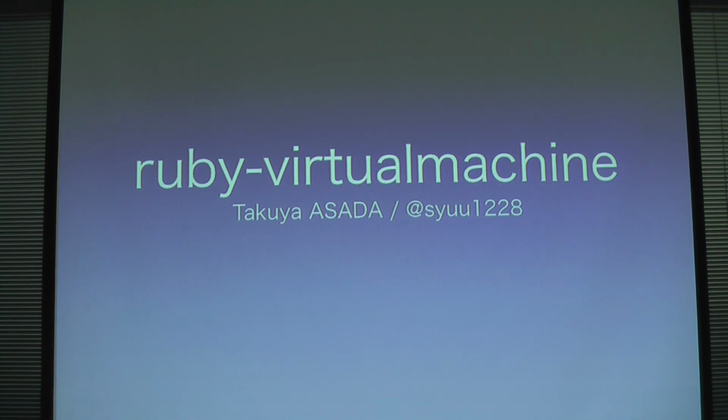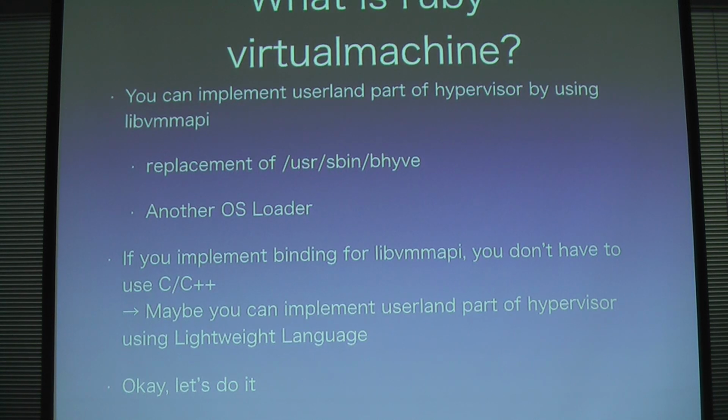Talk a little bit more. And this is my hobby project, ruby-virtualmachine. On bhyve, you can implement the user-land part of the bhyve hypervisor using the ruby-virtualmachine API.